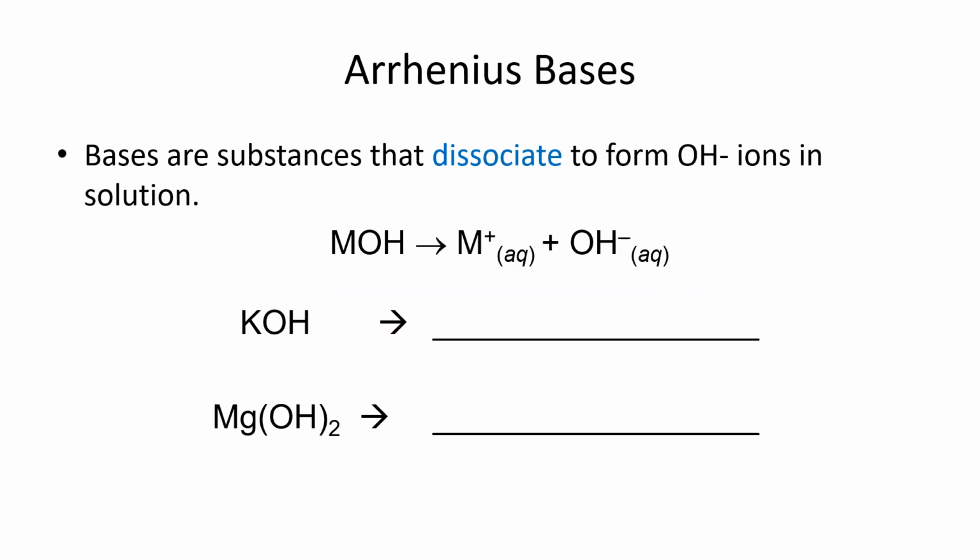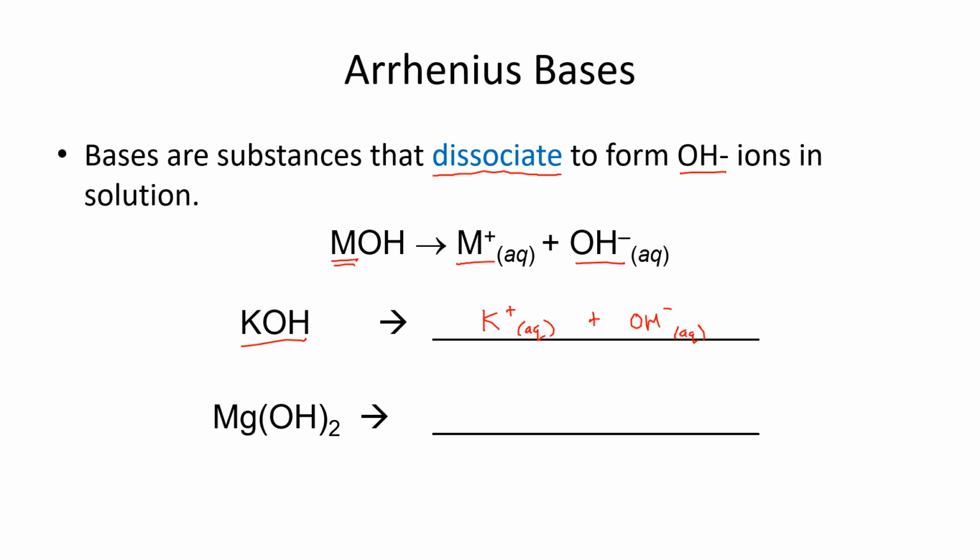So for Arrhenius bases, we're going to start with substances that are already ionic. And so instead of ionizing, they're going to dissociate, which means they separate into their separate ions. And this time you're going to get hydroxide ions in solution, and that's what makes it basic. So most examples will have metals with these hydroxide ions on them. And so when you separate them, you're going to get the positive metal ion, and you're going to get a negative hydroxide ion.